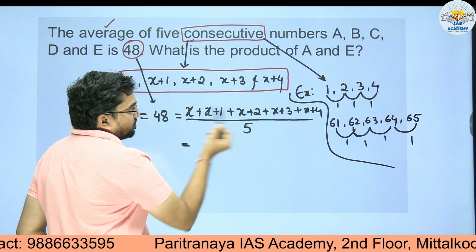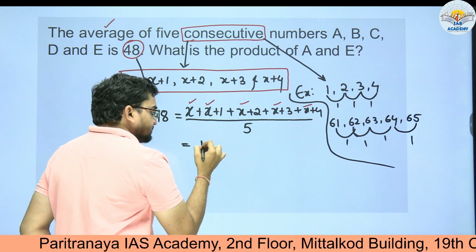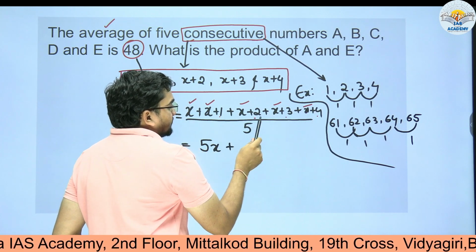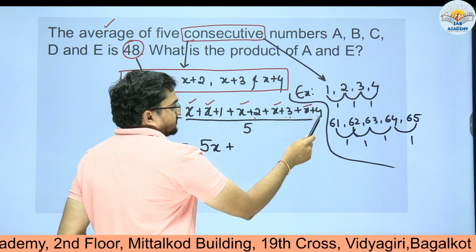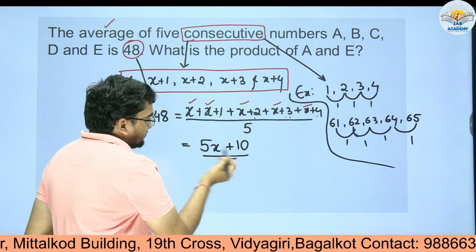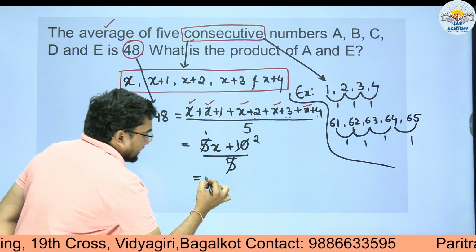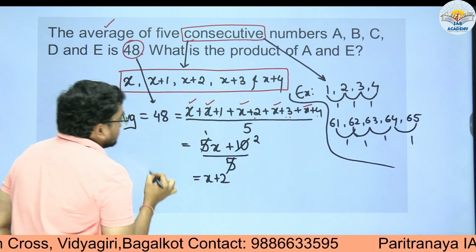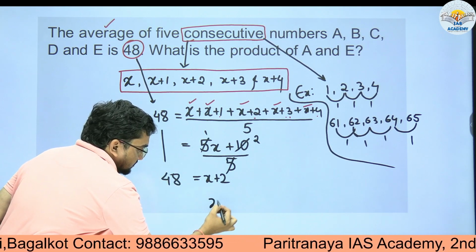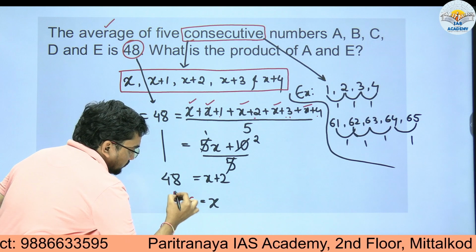How many x are there? We have 1x, 2x, 3x, 4x and 5x. So 5x, and next 1 plus 2 plus 3 plus 4. How much? 1 plus 2 is 3, 3 plus 3 is 6, 6 plus 4 is 10, 10 divided by 5. Can I take out 5 from each? 5 ones are 5, 5 twos are 10. That means x plus 2 is equal to 48. So what is x? x is equal to 46.